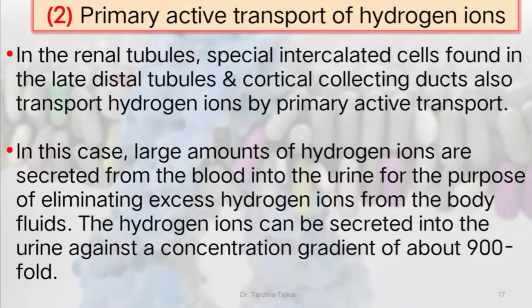And in the renal tubule, special intercalated cells found in the late distal tubule and cortical collecting duct also transport hydrogen ion by primary active transport. In this case, a large amount of hydrogen ion is secreted from blood into urine for the purpose of eliminating excess hydrogen ion from the body fluid. The hydrogen ion can be secreted into the urine against a concentration gradient of about 900-fold.